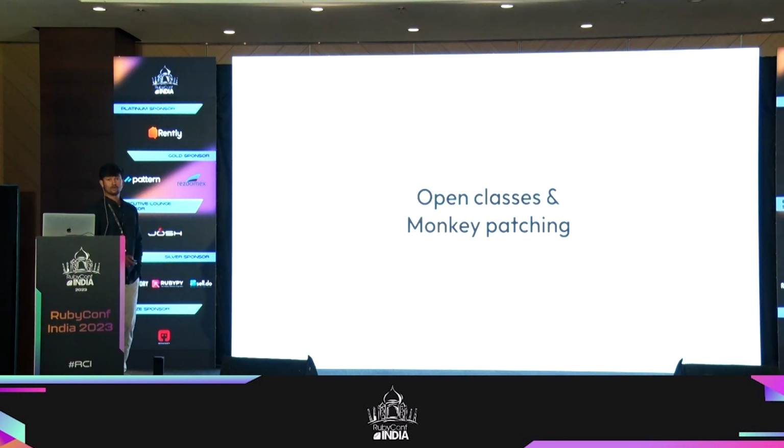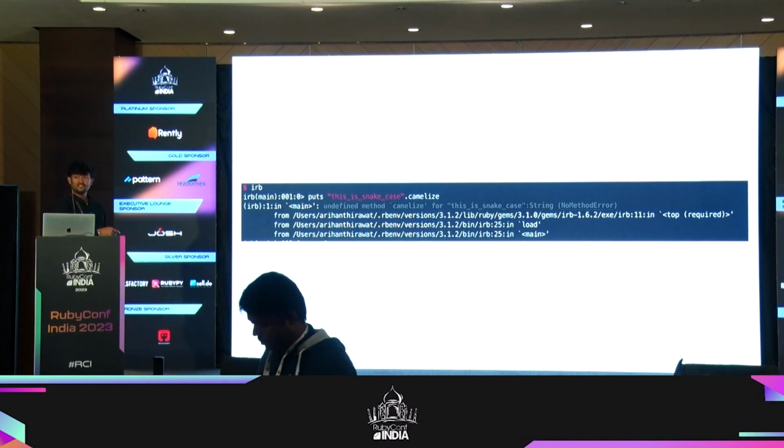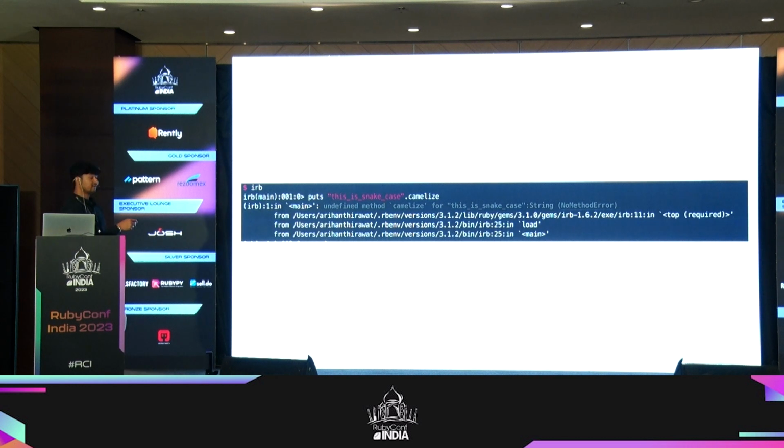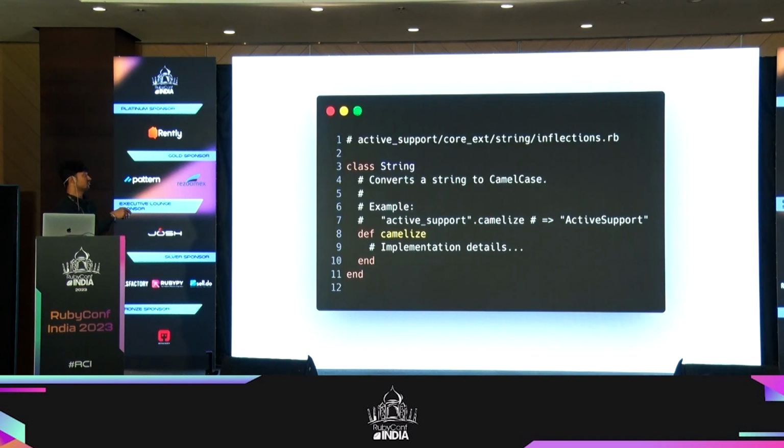The next topic is open classes and monkey patching. What open classes and monkey patching means is you can open any existing Ruby or Rails class and override the whole functionality of it. So if you have seen, if you try string.camelize in Ruby, it will not work. But if you do it in Rails, it converts to camel case. And how it works is, in Rails, the active support gem is included by default. And that opens the string class and adds a method called camelize and the implementation details.